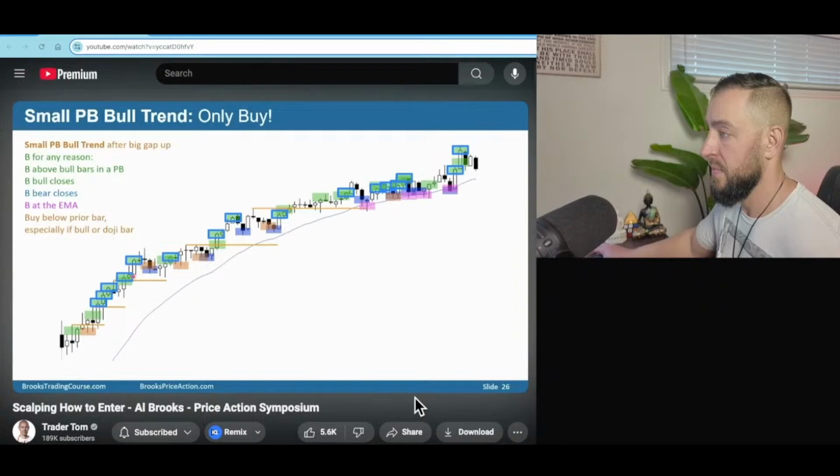You can buy bear closes because the bears are not going to be making money and every attempt to reverse down is going to fail. So a bear bar, you buy it. Bear bar, when it closes, you just buy the market.